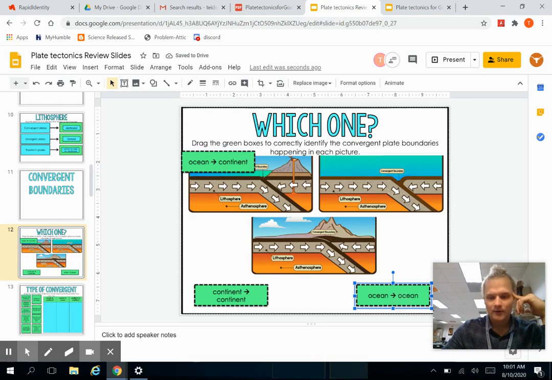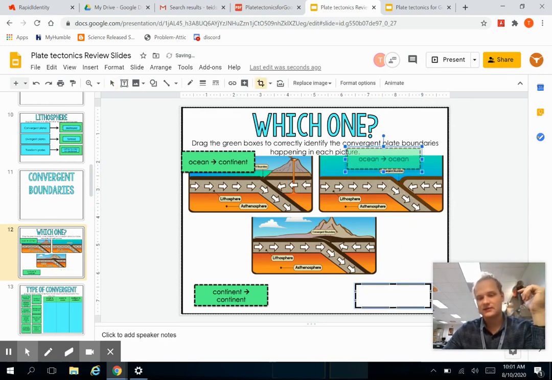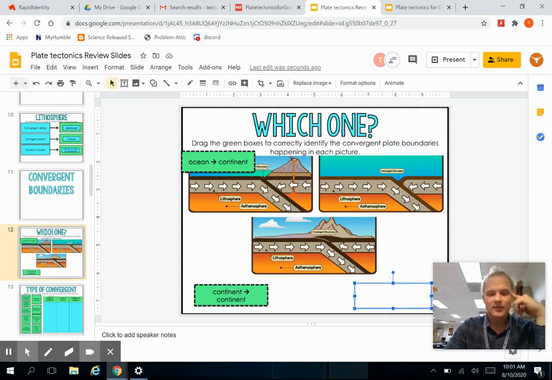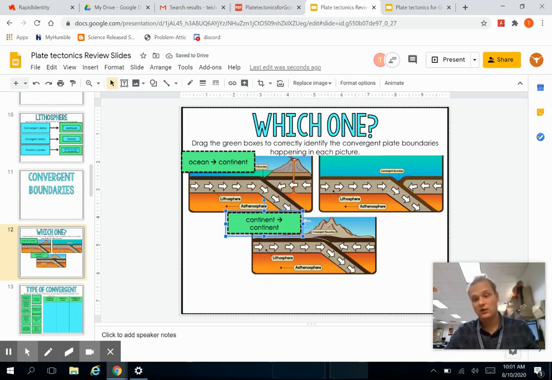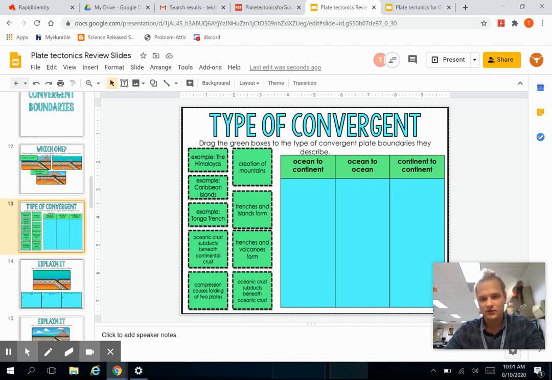Now we have ocean here. Here it just depends on the ocean which one's going to subduct underneath. Usually the older the crust is, the more dense it is. And then lastly, we have our continental. Let's see if I can drag that right there. Again, we're creating mountains at this area, as well as might be some subduction as well. Let's keep on going. You guys are doing great.